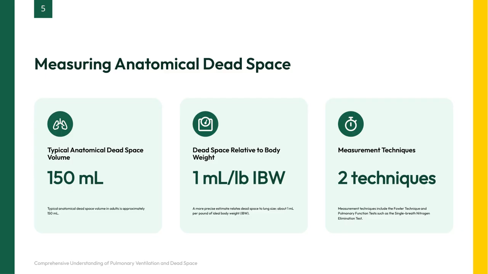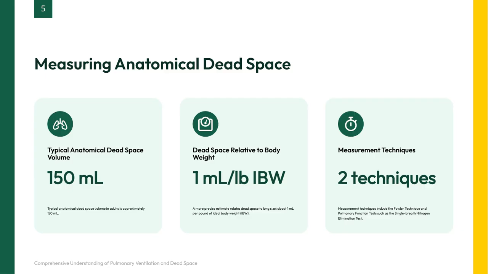A more precise way to estimate dead space is by relating it to lung size, specifically to a person's ideal body weight. On average, it's about 1 milliliter per pound of IBW. So, if you know someone's ideal body weight, you can get a good estimate of their dead space volume. Now, when we look at typical anatomical dead space in adults, it's approximately 150 milliliters. This figure provides a useful reference point when assessing lung function and ventilation efficiency.